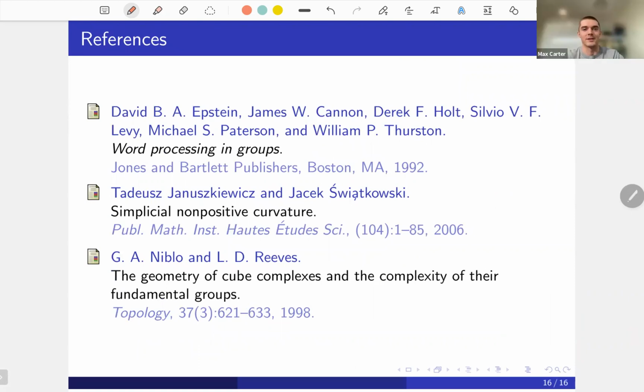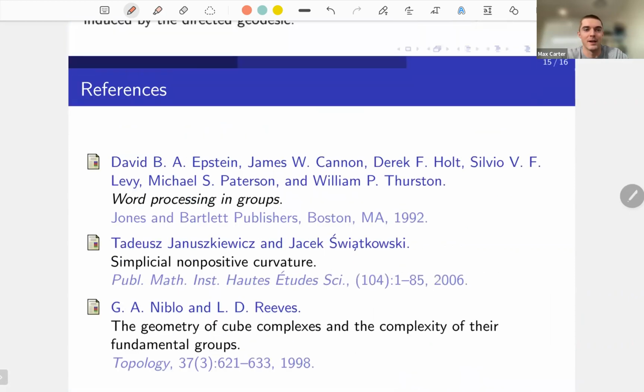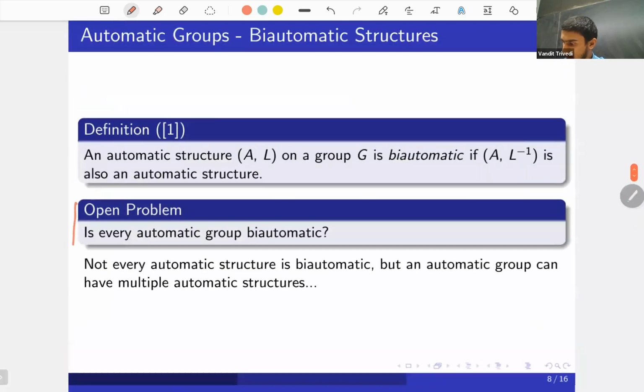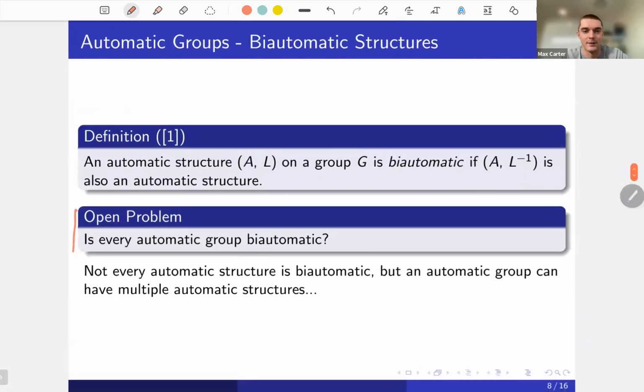I'll ask one question. You stated an open problem earlier, which was to determine whether every automatic group is biautomatic. Do you know if this has been solved for certain classes of groups already? Yes, it has. I know that it's been solved for a few classes of groups. In fact, I saw a paper, I think from last year, in which a certain class of Coxeter groups were proven to be biautomatic. So it has been solved for certain classes of groups, but not in general.